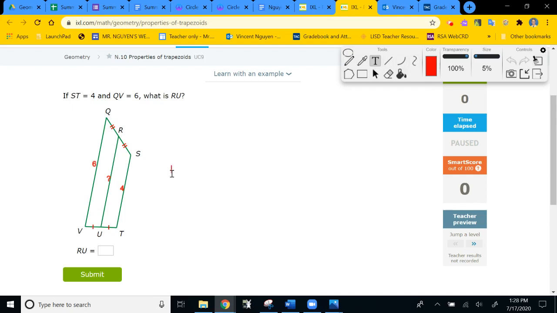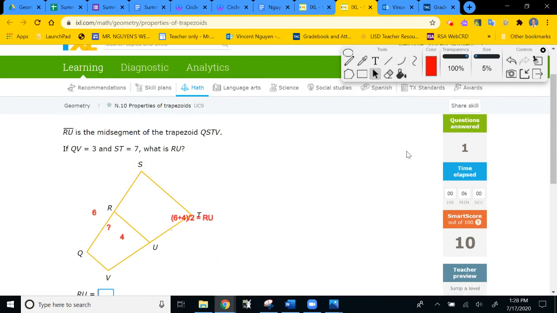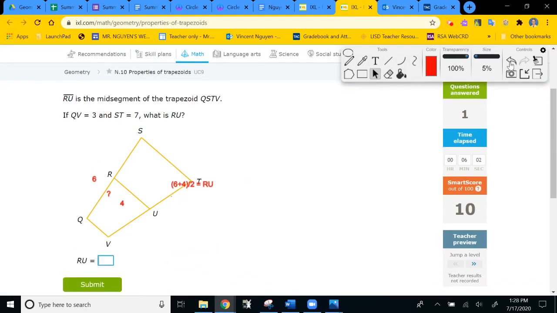So average means we add them together, 6 plus 4, right? And then we divide it by 2. That's how you find the average. So this will give you segment RU. That is 10 divided by 2, which is 5. So I'm going to enter 5 for segment RU. Okay, it is 5.